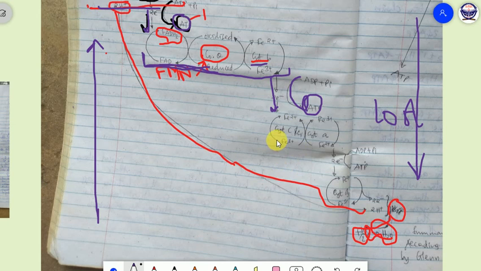Ukifika kwenye cytochrome C kinatokea nini tena? Hapa electrons zinakuwa transferred kwenda kwenye cytochrome A. Lakini unaona tena cytochrome C and cytochrome A, they are at the same energy level. So hakuna chochote ambacho kitatokea hapo kwenye cytochrome C na cytochrome A. Electron atapita. Lakini anapotoka cytochrome A kwenda kwenye cytochrome huyu hapa A3, anapotoka hapo kwenda kwenye cytochrome A3 kuna kushuka hapa. Kwa kushuka huko hapa kunatengeneza nini? ATP. There will be loss of energy.